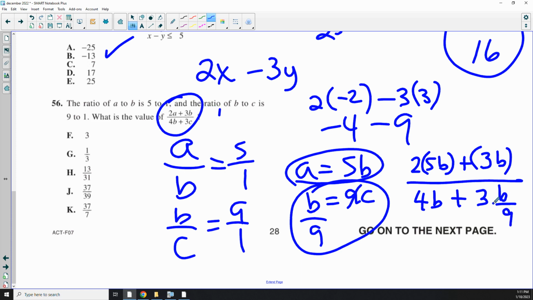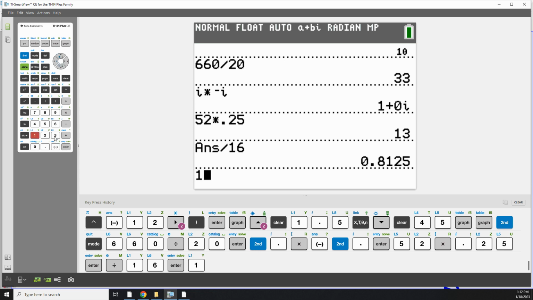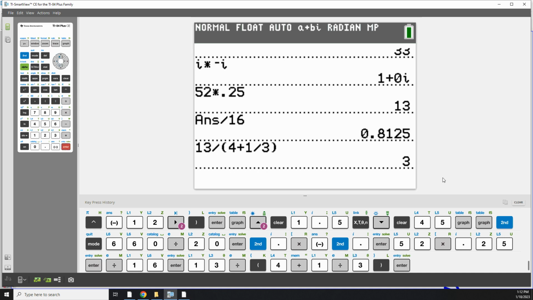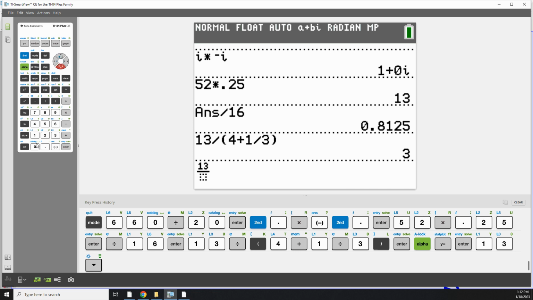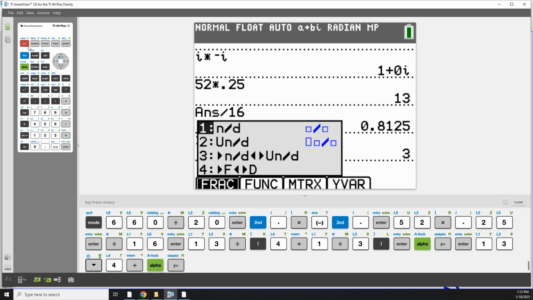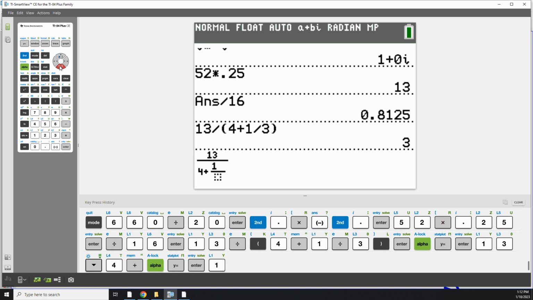Get to do our complex fraction here. So the top is 10 plus 3, 13. And the bottom is 4 plus 1/3. Notice I'm ignoring the B's, they cancel. So it'd be 13 divided by 4 plus 1/3. Fraction, don't need it, it's 3. Honestly, I should have done this: 13 over 4 plus fraction 1/3. Cool, huh?